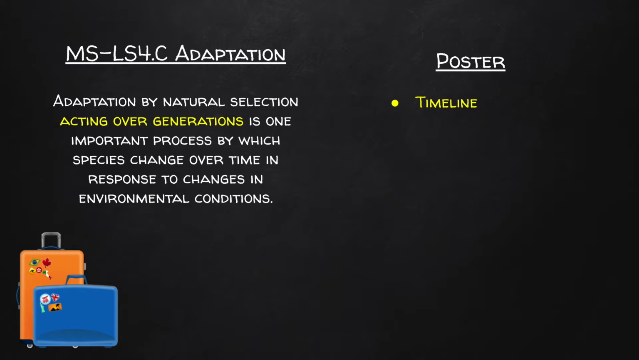The poster needs to reflect natural selection acting over generations. I'm going to have students do this by creating a timeline. Students also have to show the process of natural selection, which means they're going to have to create pictures at various stages of the process of adaptation. This process is going to have to be related to a species. So students are going to have to do this with just a single animal over time.